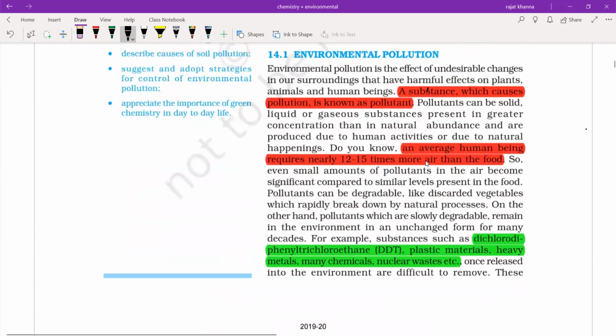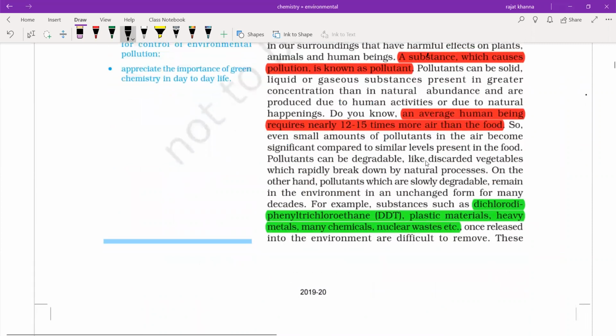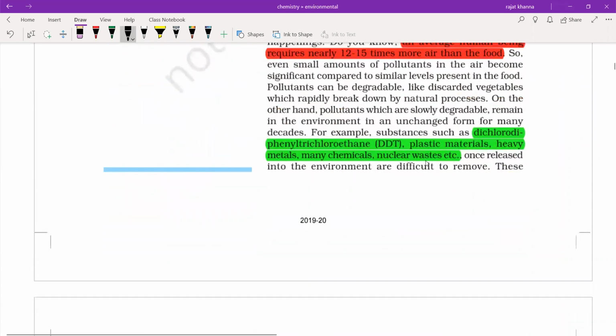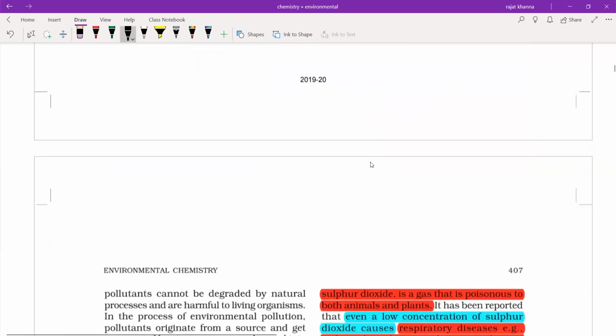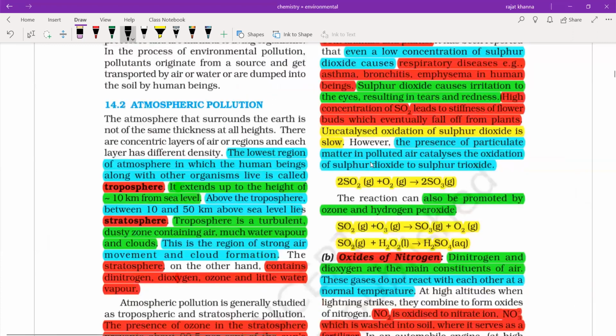On an average, a human being requires 12 to 15 times more air than food. Dichlorodiphenyltrichloroethane (DDT), plastic materials, heavy metals, and many chemical and nuclear wastes are very difficult to remove. Next, we have atmospheric pollution.